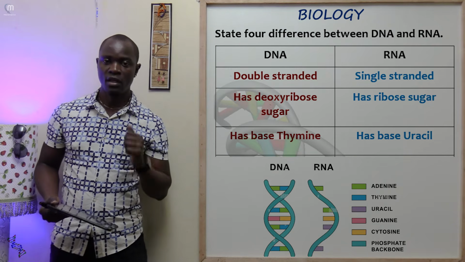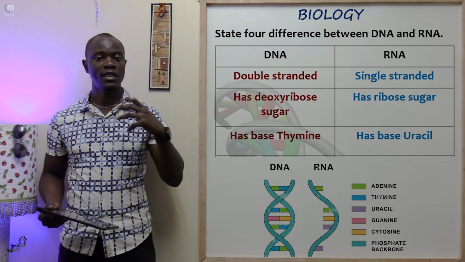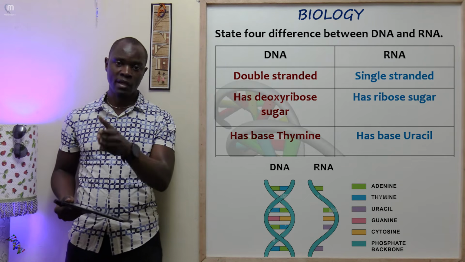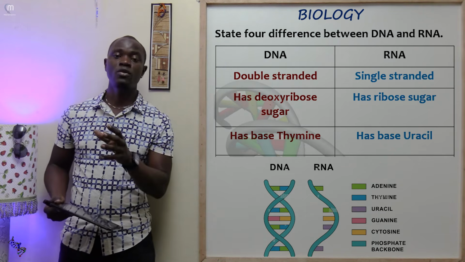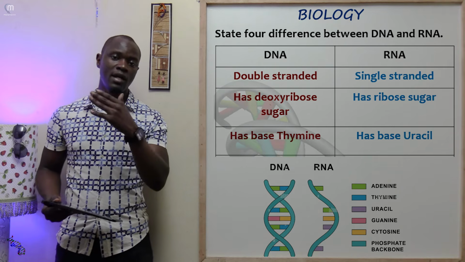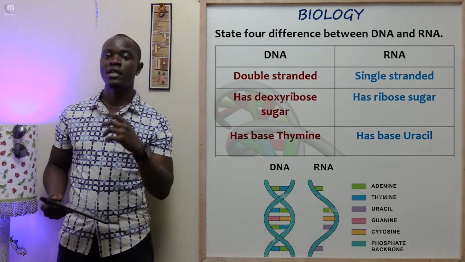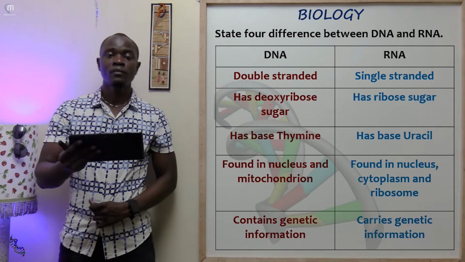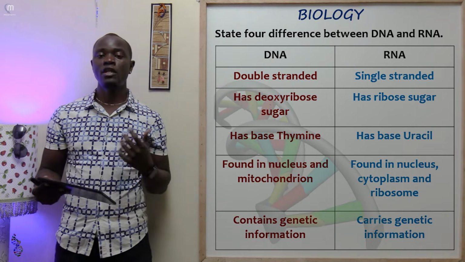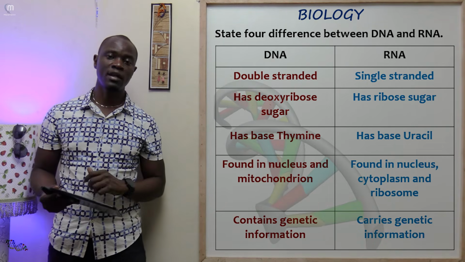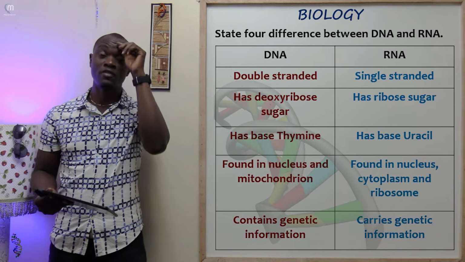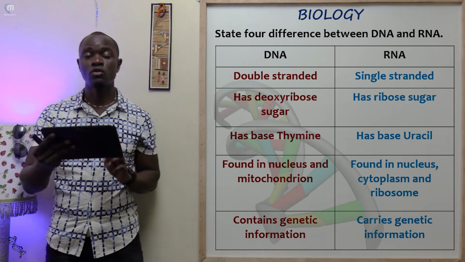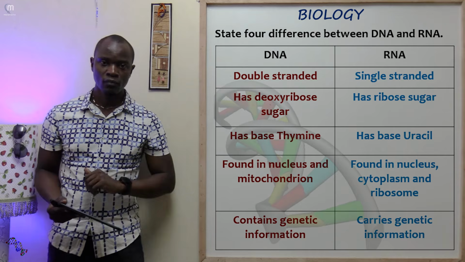So for the DNA, the adenine combines with the thymine. But for the RNA, the adenine combines with the uracil. That is how you differentiate between the DNA and the RNA. The DNA, remember, has the thymine. The RNA, remember, has the base uracil. So the DNA is found in the nucleus and the mitochondrion of the cell, while the RNA is found in the nucleus. It is also found in the cytoplasm and also in the ribosome.